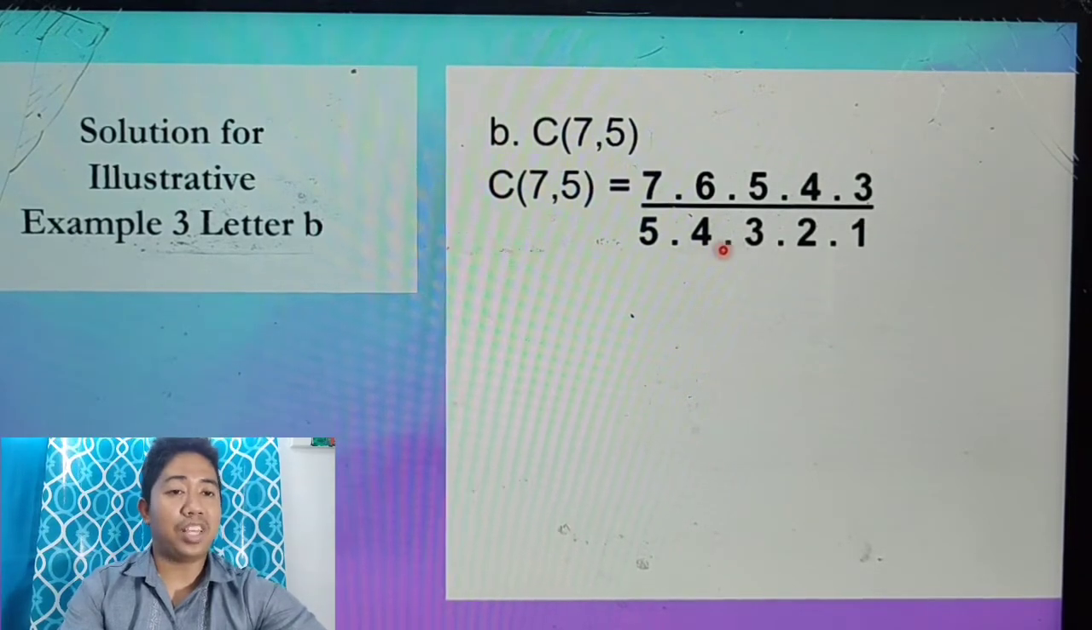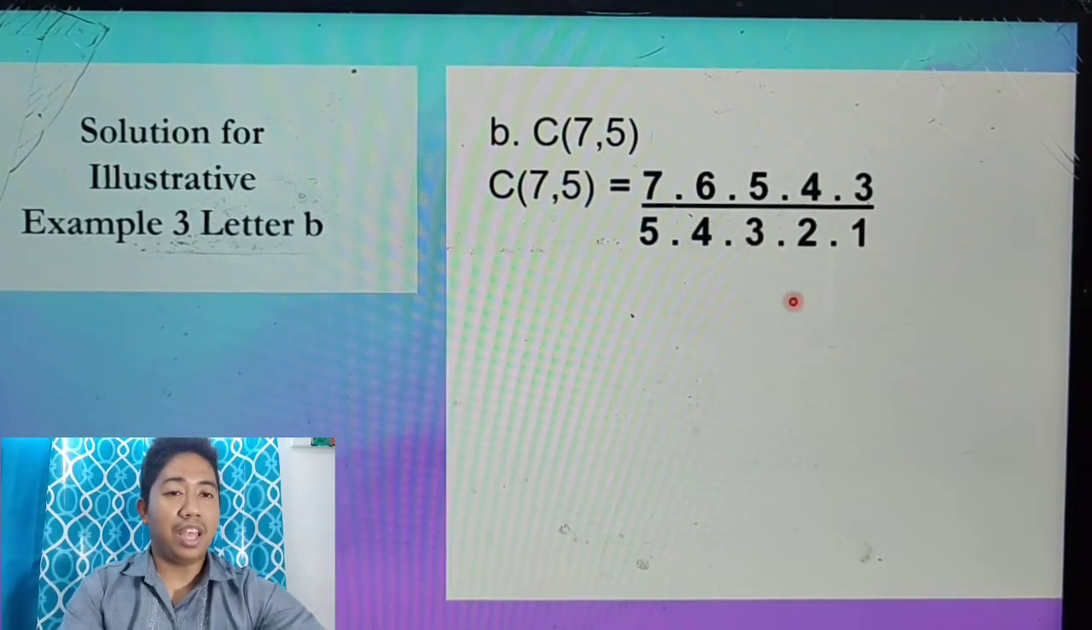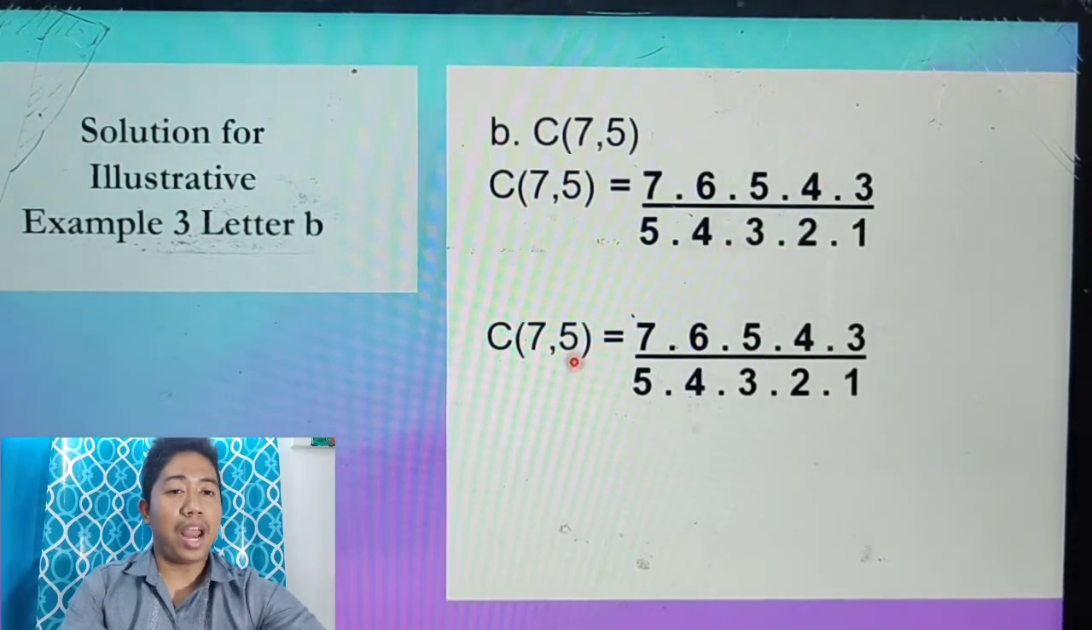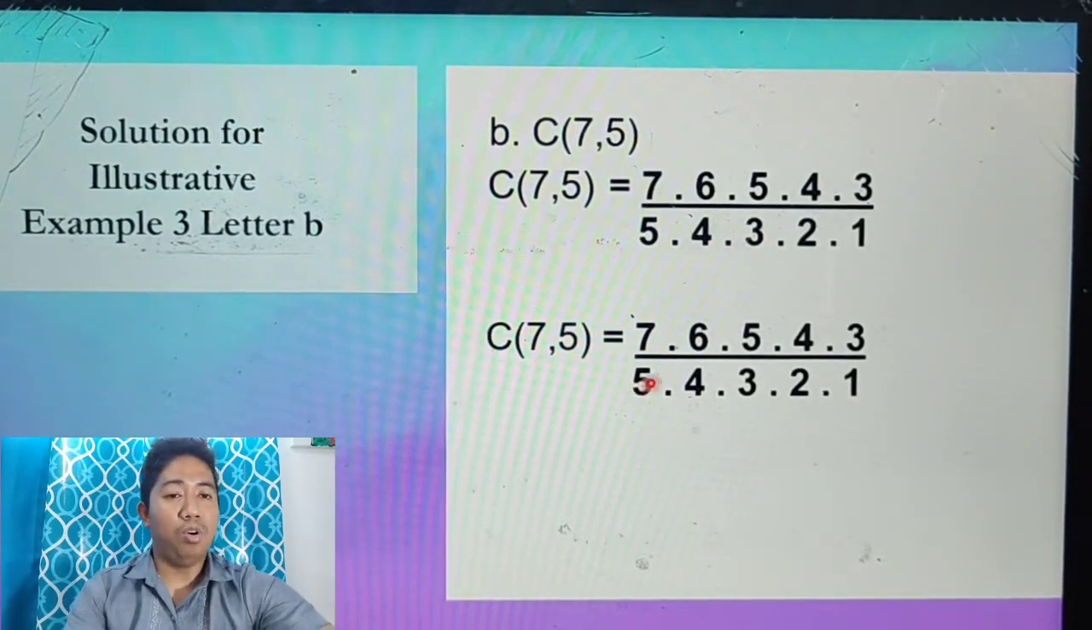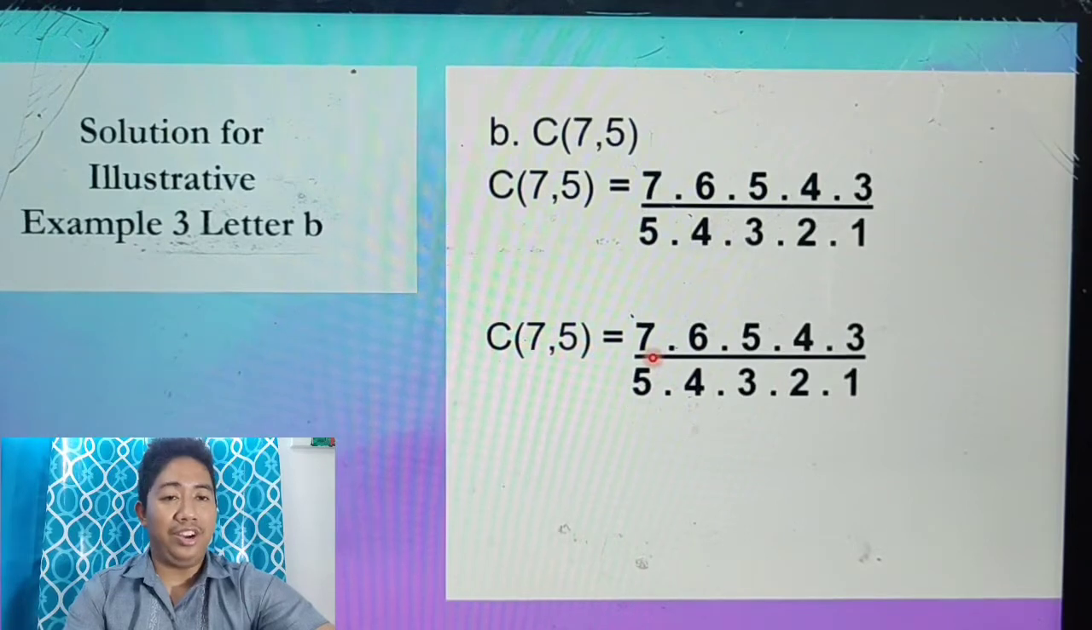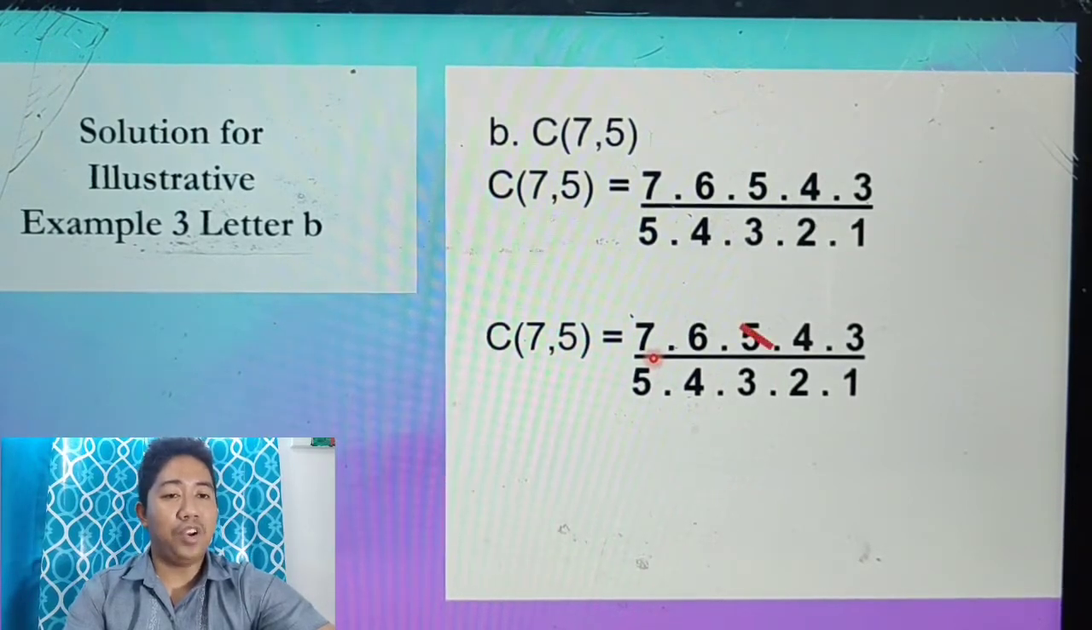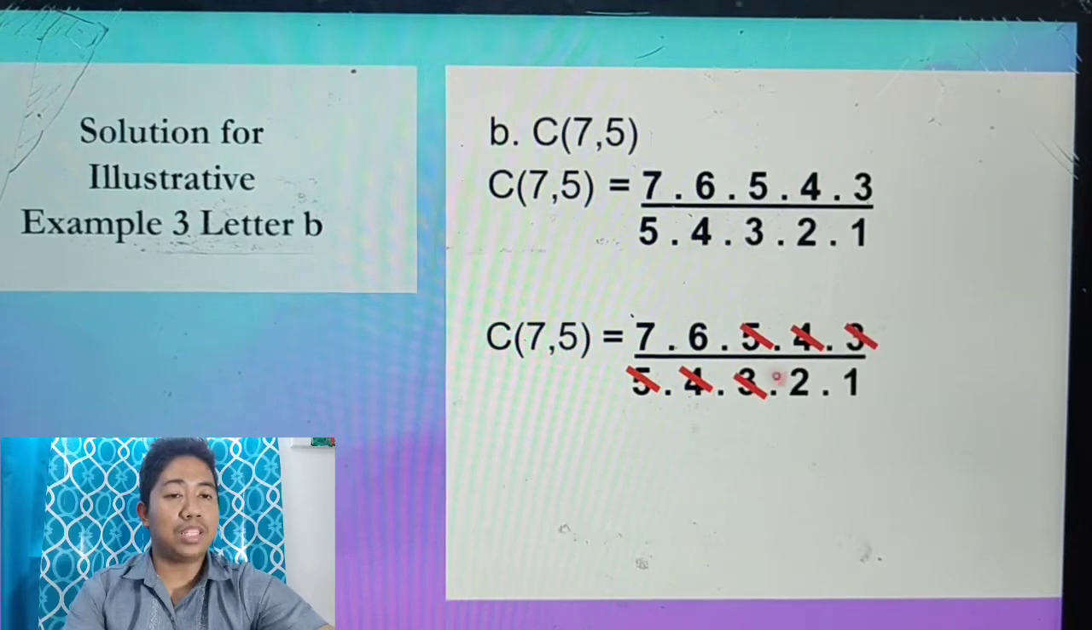So 5 times 4 times 3 times 2 times 1. Okay? The next step to do is to apply the cancellation process, in order to make it simpler and easier. So we have to cancel out first the 5, the same. We have also the 4, and of course 3. So we need to remain 7 times 6 times 2 times 1.